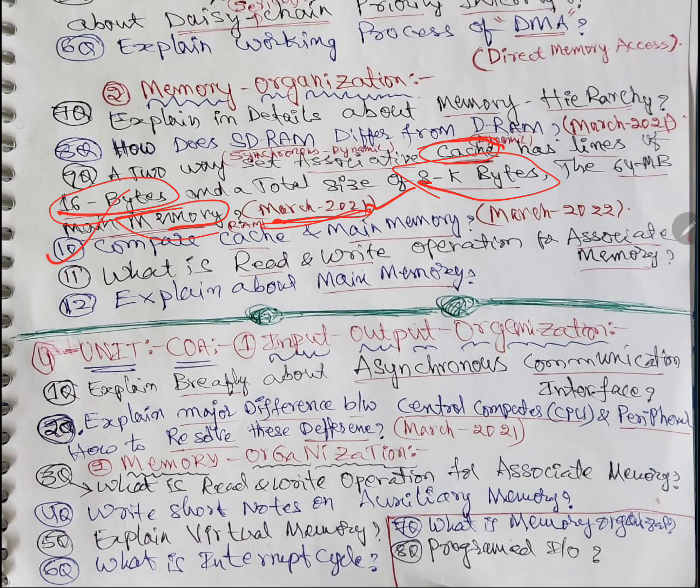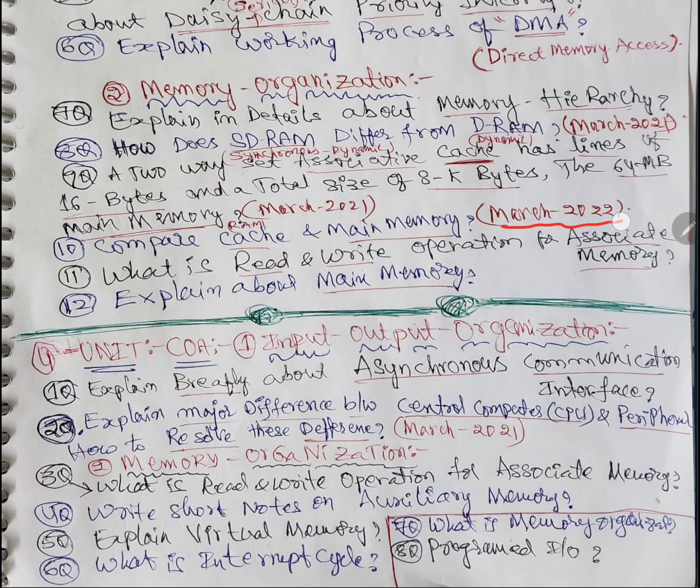And the next question is, see, the next question is compare. See, I will remove the markers. Compare with the cursor, you can see compare cache and main memory. This is the direct question, right? So in next year he is giving.